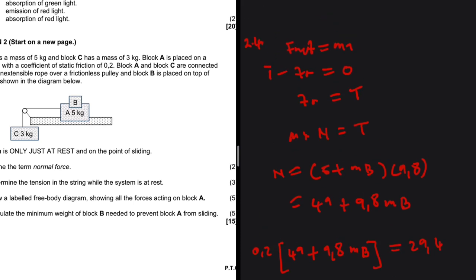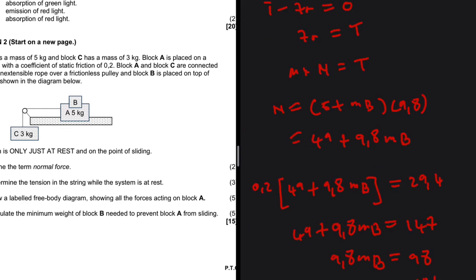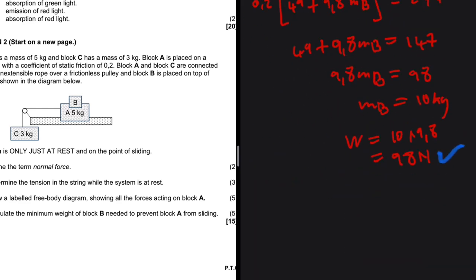Essentially, it implies that we can just set up an equation for the weight at this point as well, and just use that. But ultimately, we should get a weight of block B being 98 newtons.